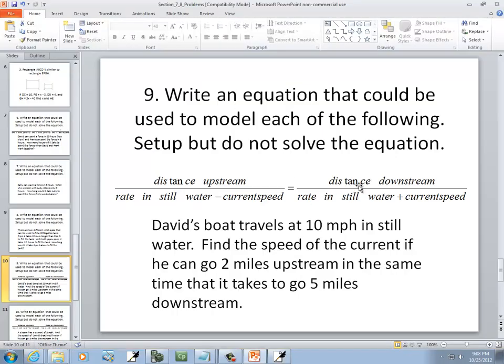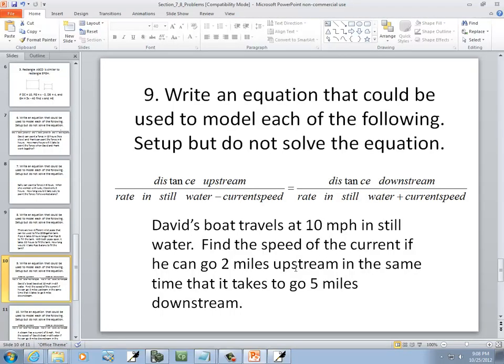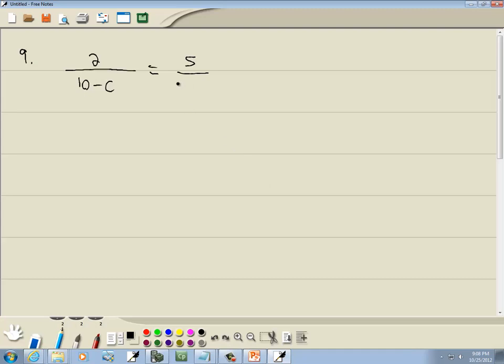Now over on this other side, distance downstream, we said 5 miles downstream, so put 5 here. And we're still going 10 miles per hour in still water. So we're going downstream, so the current's with us, so it's pushing us along faster. So this one will be 10 plus c. And of course this is a proportion, so you could solve this if you wanted to. I made the numbers up, so they probably come out weird.